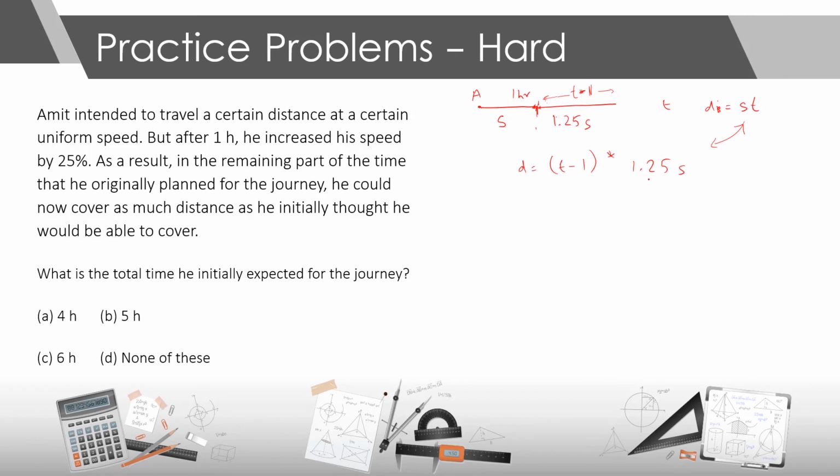Since both of them are the same distances, we can equate them. So, S into T is equal to T minus 1 into 1.25 S. We can cut S also. So, this becomes 0.25 T is equal to 1.25. So, T is equal to 5 hours. So, this T of 5 hours is the total time that he initially expected for the journey. I hope you understand. For 1 hour, he traveled at S speed, and for the remaining 4 hours, he traveled at 1.25 S. The initially expected time for the journey was 5 hours.